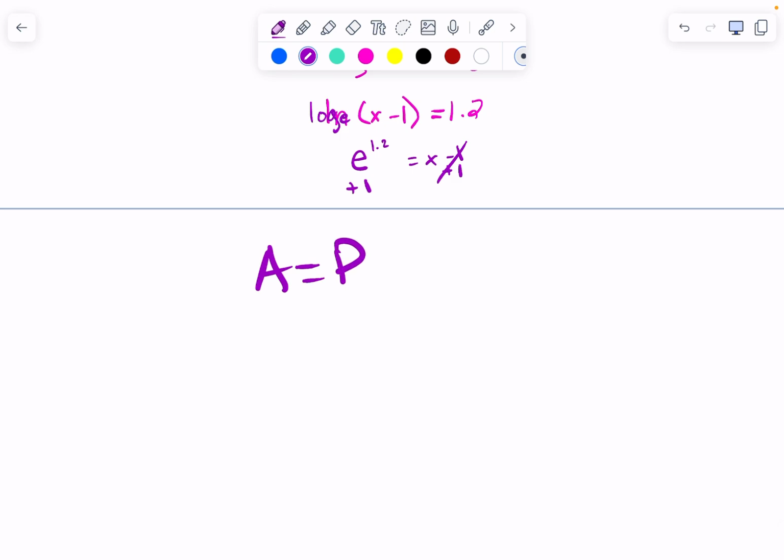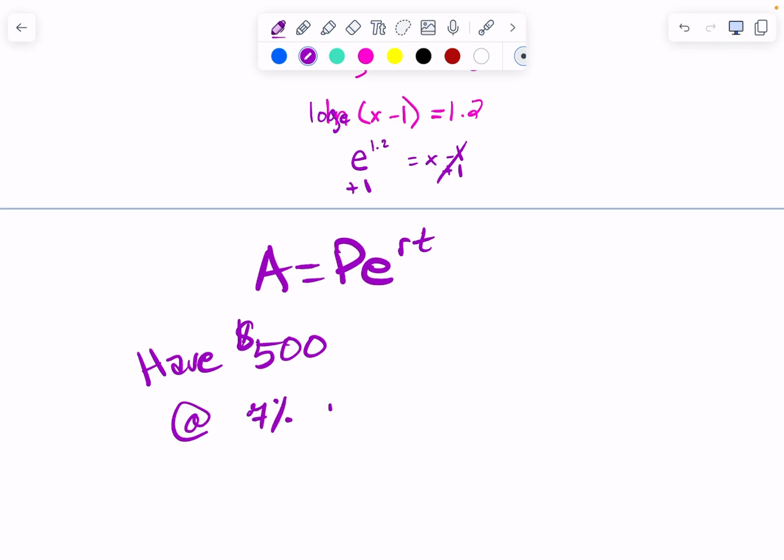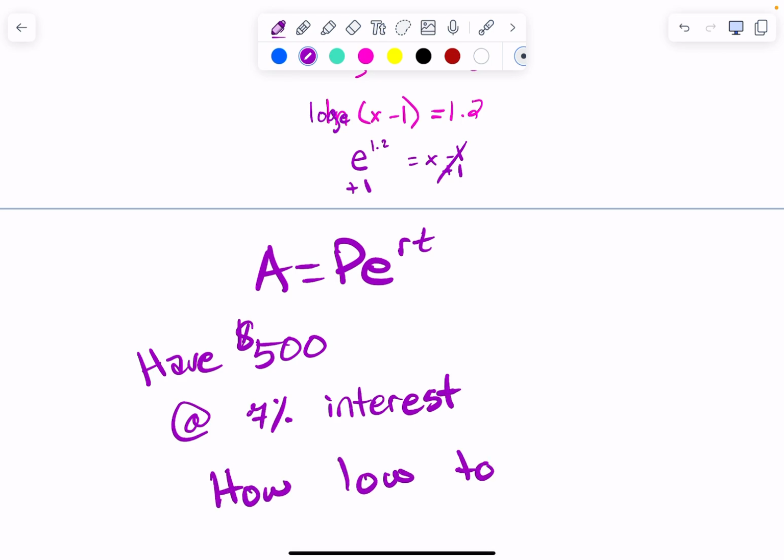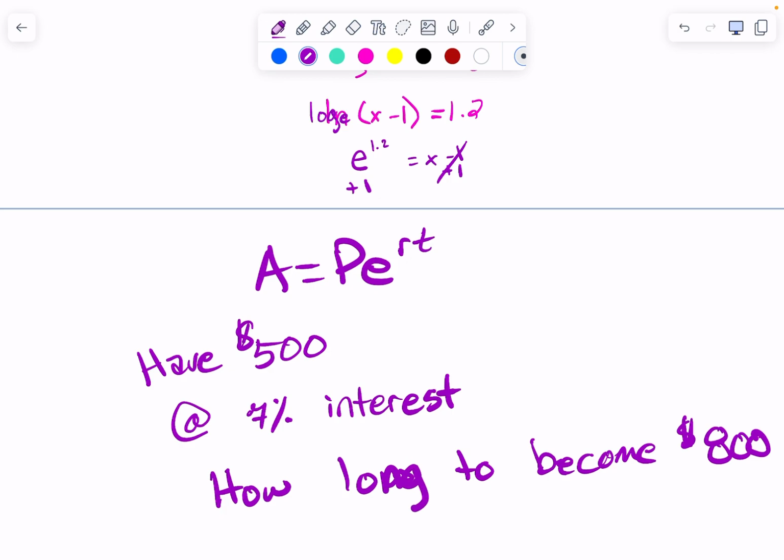Okay, all right, ready? A equals P e to the rt power. I have $500 at, let's say, 7% interest. How long to become $800? How long to become $800?